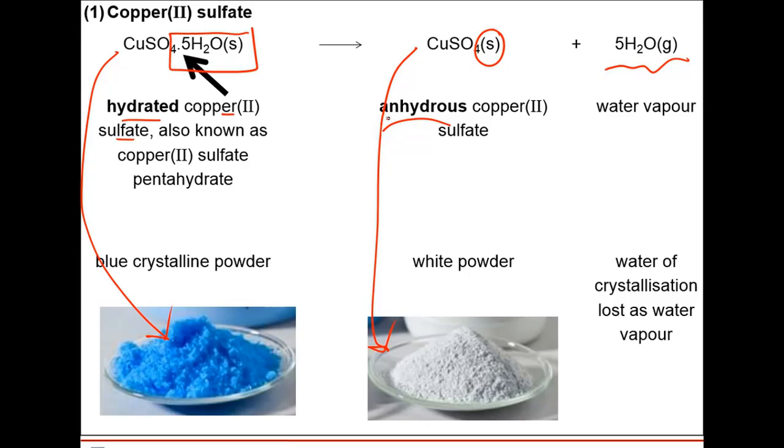So if the question asks you to obtain copper(II) sulfate crystals, you cannot heat the solution to dryness. Otherwise, you will get anhydrous copper(II) sulfate instead of the blue crystalline powder, which is hydrated copper(II) sulfate. So what methods can we use to prepare hydrated copper(II) sulfate? Later on, we will go a little bit more into this one.